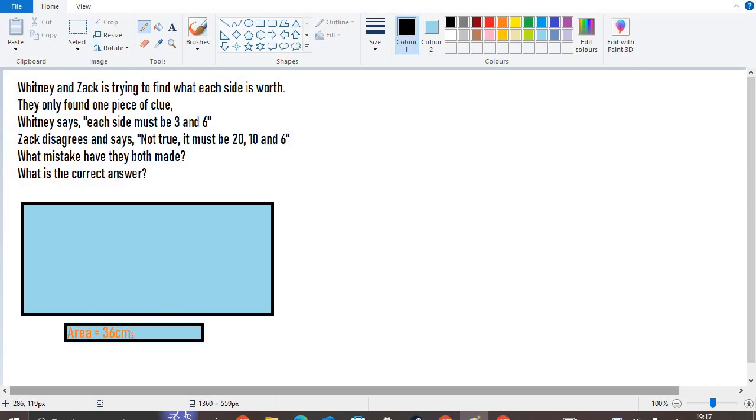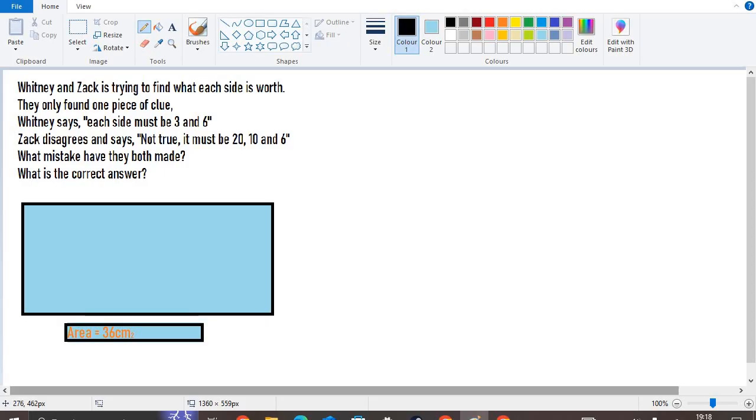So in this question, we are given a word problem that we have to work out. What mistake have they both made? What is the correct answer? And we only have received one clue, which is the area equals 36 centimeters. In maths, I know that area is when you times length by width. So that gave me another clue.